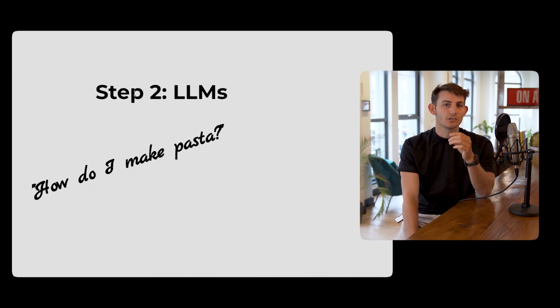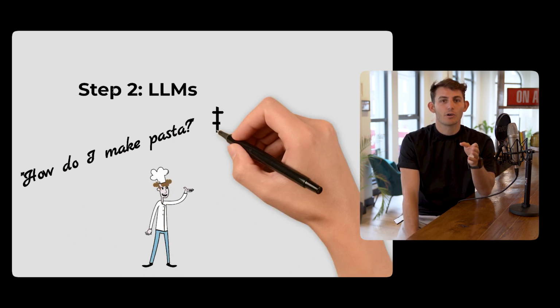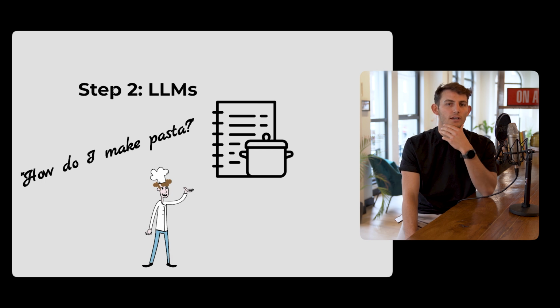Step two, LLMs, large language models. Now, this assistant can talk about food. You ask, how do I make pasta? They'll explain the whole thing. But they're not doing anything yet. They're just simply playing back the recipe books. LLMs are what has kicked off this whole AI hype.